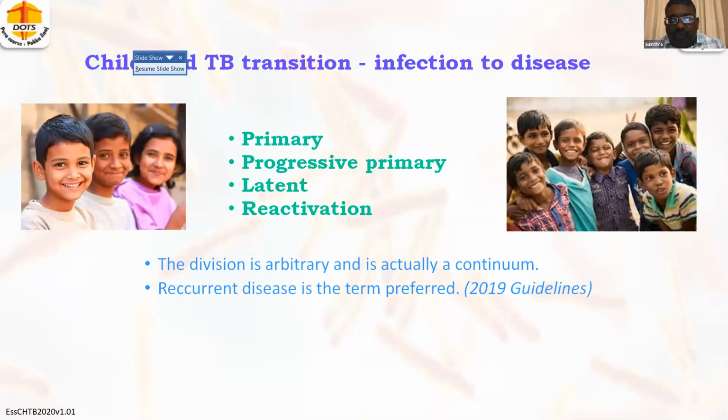And now these four terms we also usually hear: primary tuberculosis, progressive primary tuberculosis, latent tuberculosis where the patient has TST positivity, the Mantoux positivity, but the disease is not progressing, and late reactivation of the disease. Well, in the 2019 guidelines, we heard that this division is actually arbitrary and it is a continuum. We cannot set them into compartments like that.